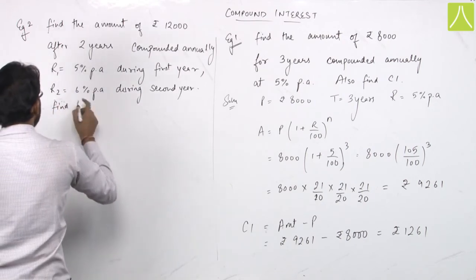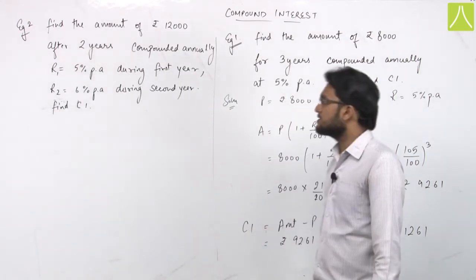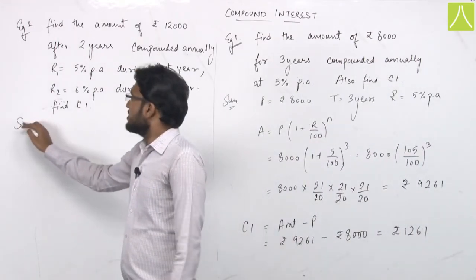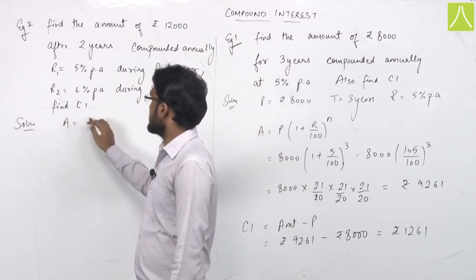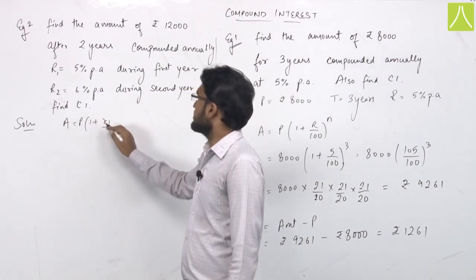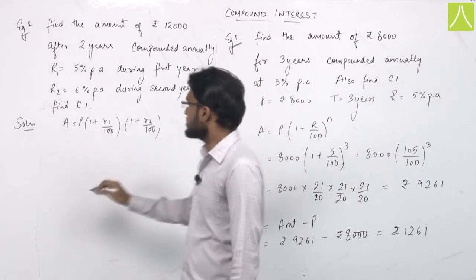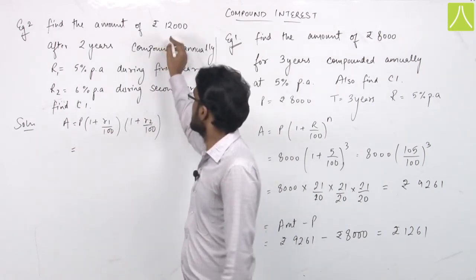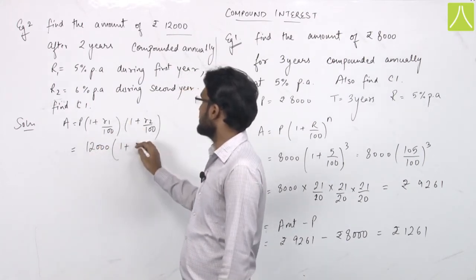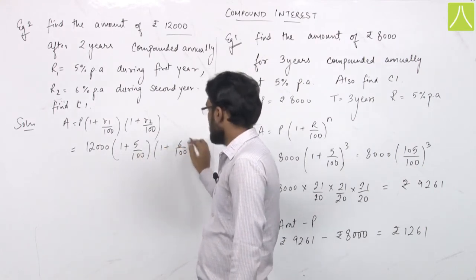Now this is the problem related to different rates of interest for different years, which we have studied in some important formulas. In that part I told you the formula for different rates of interest for different years, for the amount, which is equal to the principal into 1 plus r1 upon 100 into 1 plus r2 upon 100. Substituting the values over here, the principal given is 12,000. 1 plus r1, the rate of interest for the first year, is 5 upon 100. r2 is the rate of the second year, that is 1 plus 6 upon 100.